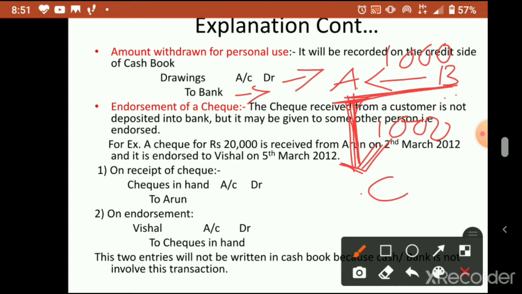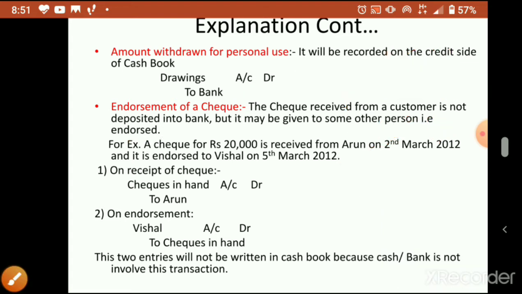When endorsement happens, the check received from a customer is not deposited into the bank. A does not deposit it, but hands it over to another person, that is, endorses it. To whom has he given it? To C. So in that situation, what to do? Let's discuss an example here.